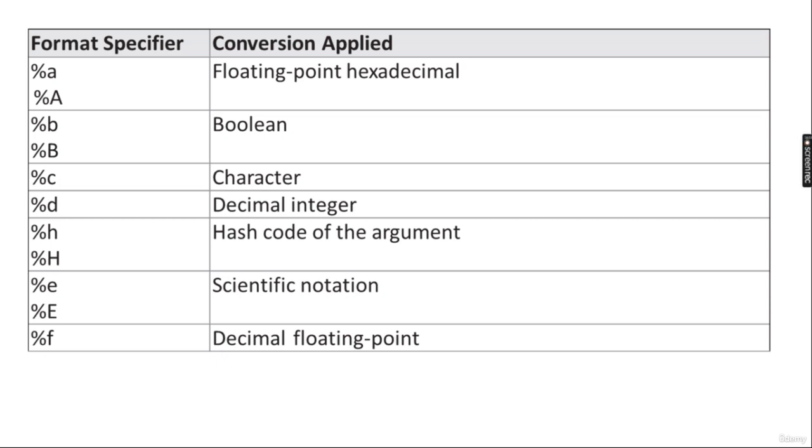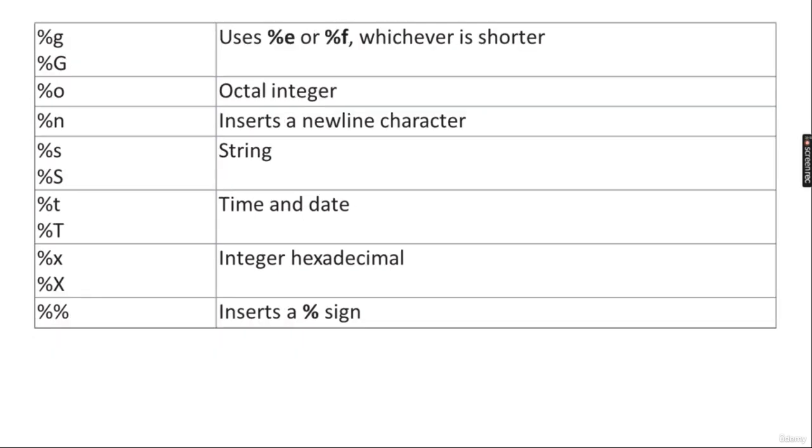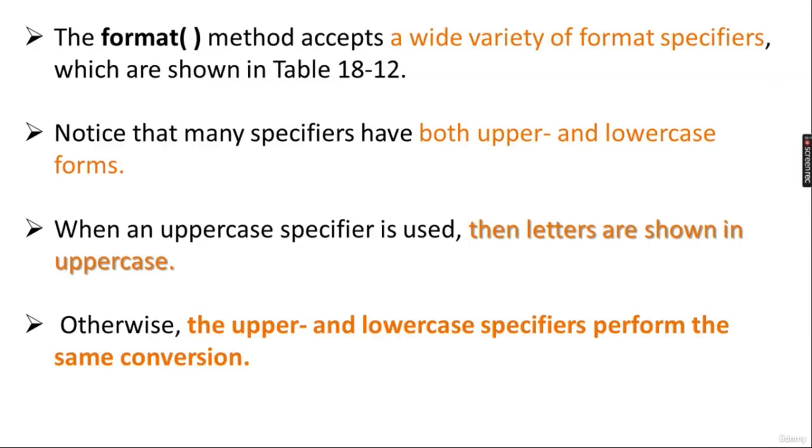%a, floating point hexadecimal. %b, small and capital, for Boolean. %c, character. %d for decimal integer. %h, capital or small, for the hash code of the argument. %e, capital or small, for scientific notation. %f for decimal floating point. %g, capital or small, uses %e or %f, whichever is shorter. %o, octal integer. %n inserts a newline character. %s, string. %t, capital or small, for time and date. %x, integer hexadecimal, and %%, inserts a percent sign into the formatted output. Okay.